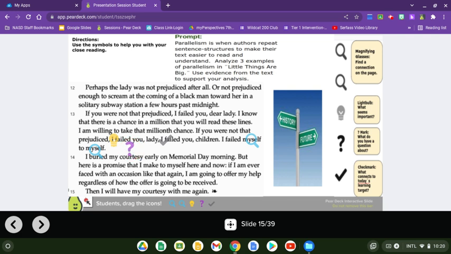I buried my courtesy early on a Memorial Day morning, but here is a promise that I make to myself here and now. If I am ever faced with an occasion like that again, I'm going to offer my help, regardless of how the offer is going to be received. Then I will have my courtesy with me again.